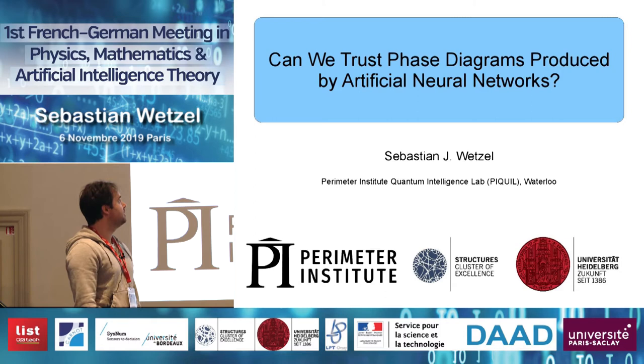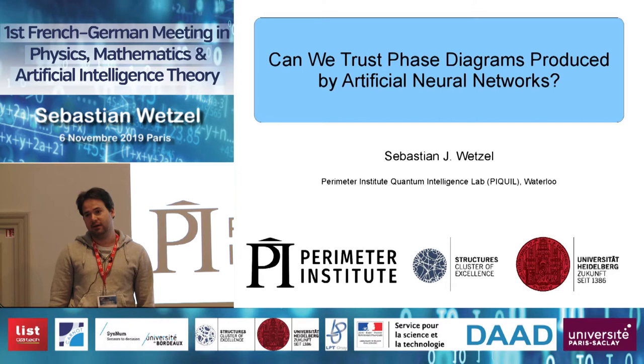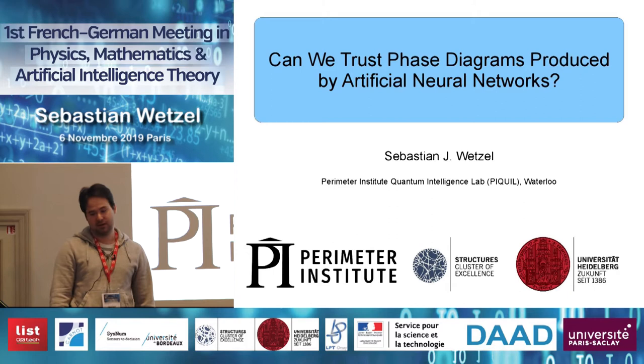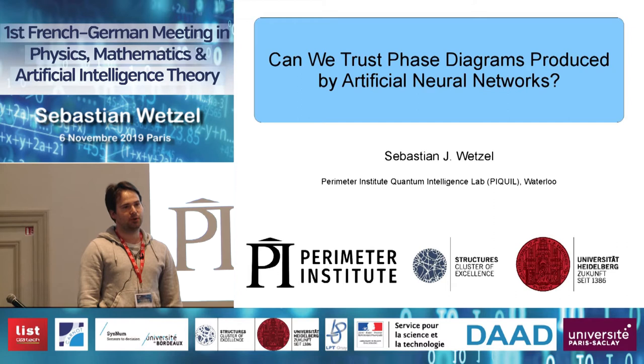The title of my talk is "Can We Trust Phase Diagrams Produced by Artificial Neural Networks?" which is a very provocative title. In the last few years, phase diagrams have been produced by artificial neural networks in so many different physical systems, and they have reproduced phase diagrams of so many really complicated physical systems like many-body localization, gauge theories. But there is a big problem. We don't really know what they do.